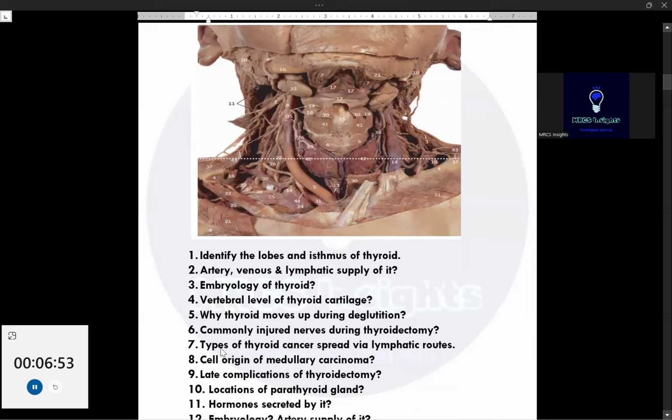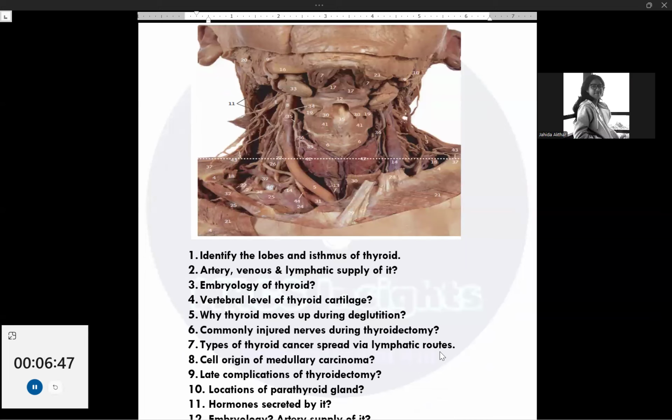So now tell me the types of thyroid cancer that spread via lymphatic routes. Lymphatic nodes are parathyroid carcinoma. Okay, are you sure, parathyroid carcinoma? Sorry, parafollicular. Okay, lymphatic route, papillary. It's papillary carcinoma of thyroid. Sorry. Okay, no problem. So papillary thyroid cancer spreads through the lymphatic route.